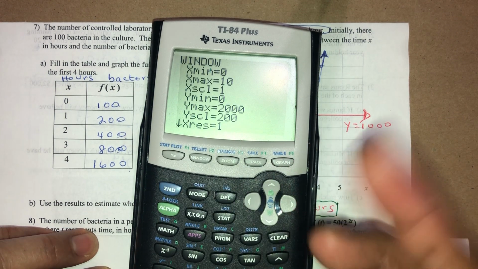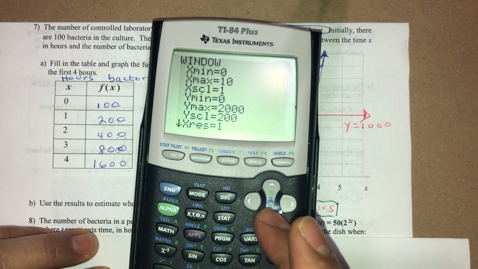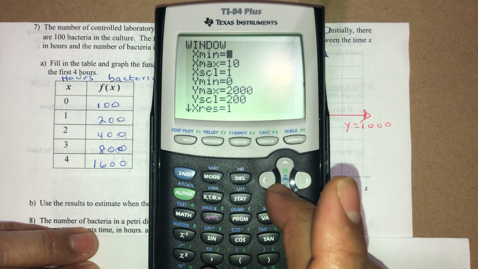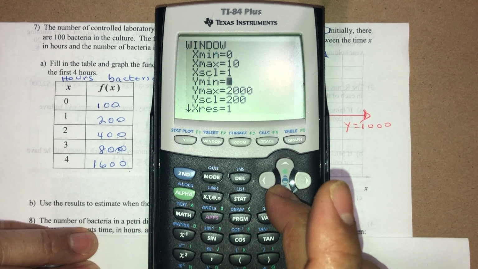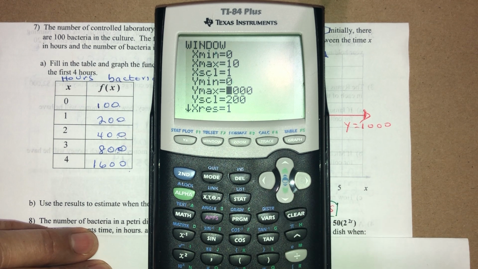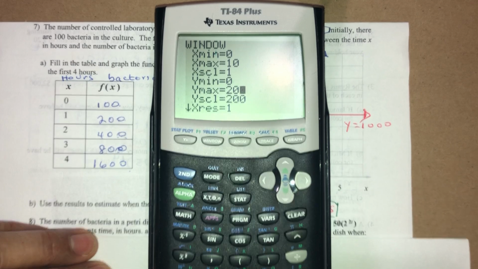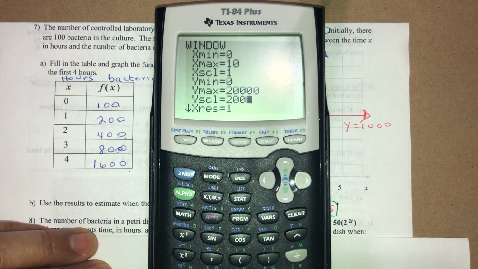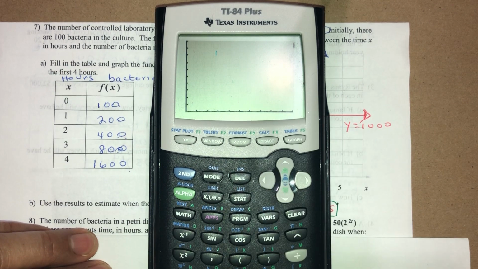So you have to continue playing with the window. What did I do in the other one? I think the other one I made it 20,000. Yeah, if I do that, 20,000, and I think I made this one 2,000. I think we'll be able to see it better now.